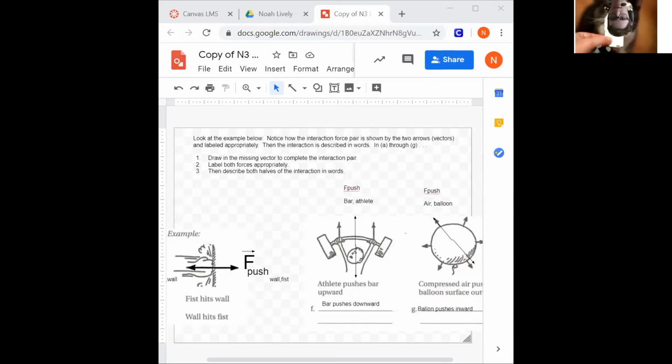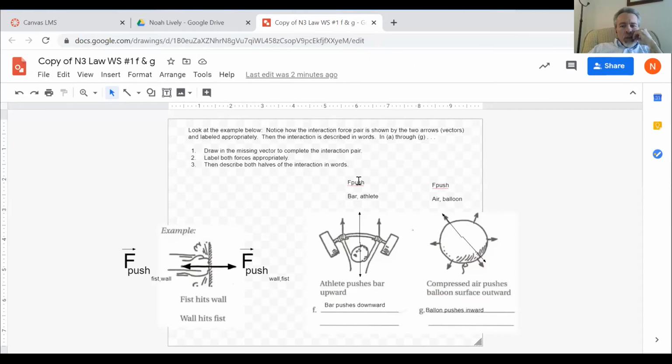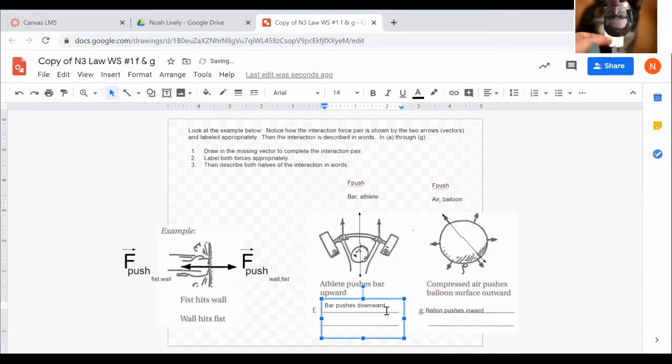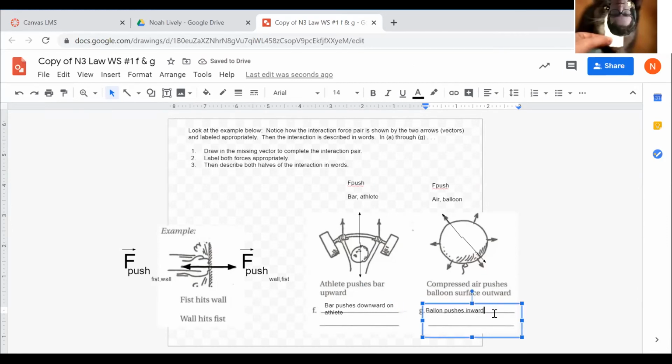Okay, let me expand it. Okay, there you go. I got the arrows. Okay. Bar pushes downward, right? Because it's super heavy. Okay, but we have to say something like bar pushes downward on what? Look at the athlete. Yeah, the athlete. So you could say probably bar pushes athlete downward, something like that. Good. And then the other one is what's the balloon pushing inward on? Yeah, exactly. The compressed air.